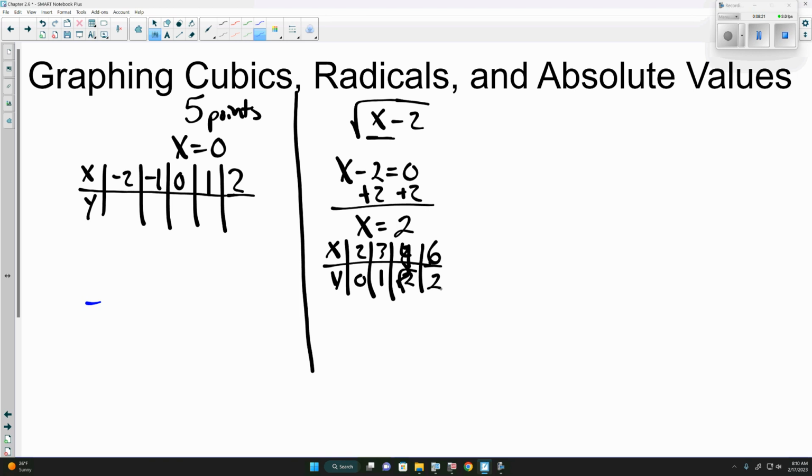Y'all see that there? So especially with radicals, I start trying to see what numbers I can plug into x minus 2, or what's inside the radical, that simplifies to a perfect square, if we were trying to do this by hand.